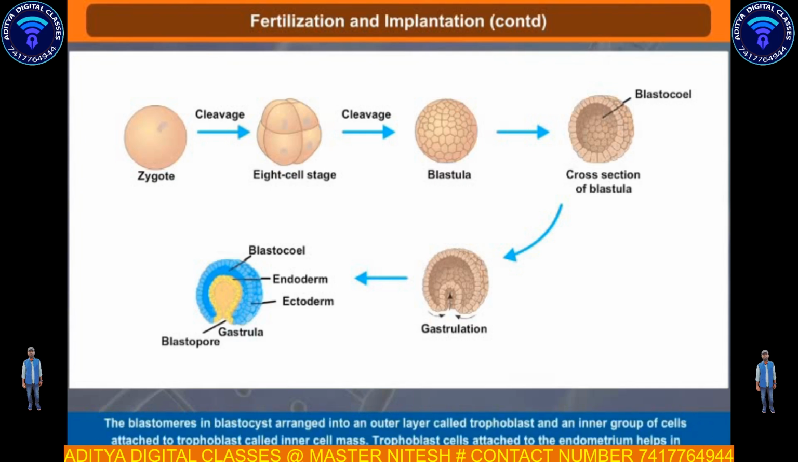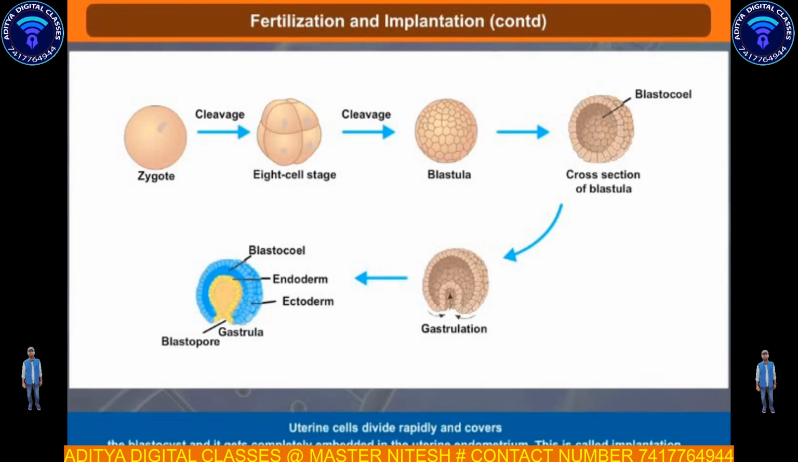The blastomeres in blastocyst are arranged into an outer layer called trophoblast and an inner group of cells attached to trophoblast called inner cell mass. Trophoblast cells attached to the endometrium help in development of placenta. Uterine cells divide rapidly and cover the blastocyst, and it gets completely embedded in the uterine endometrium. This is called implantation.